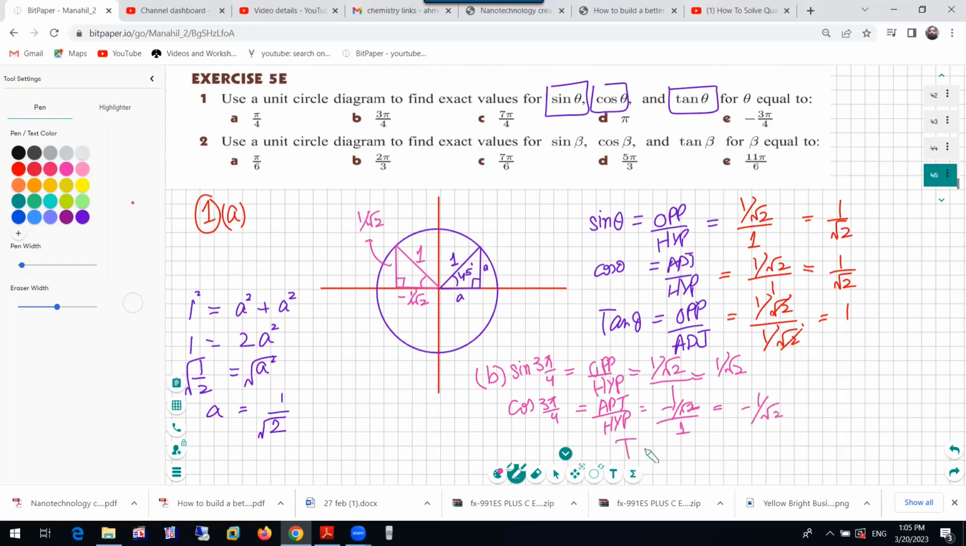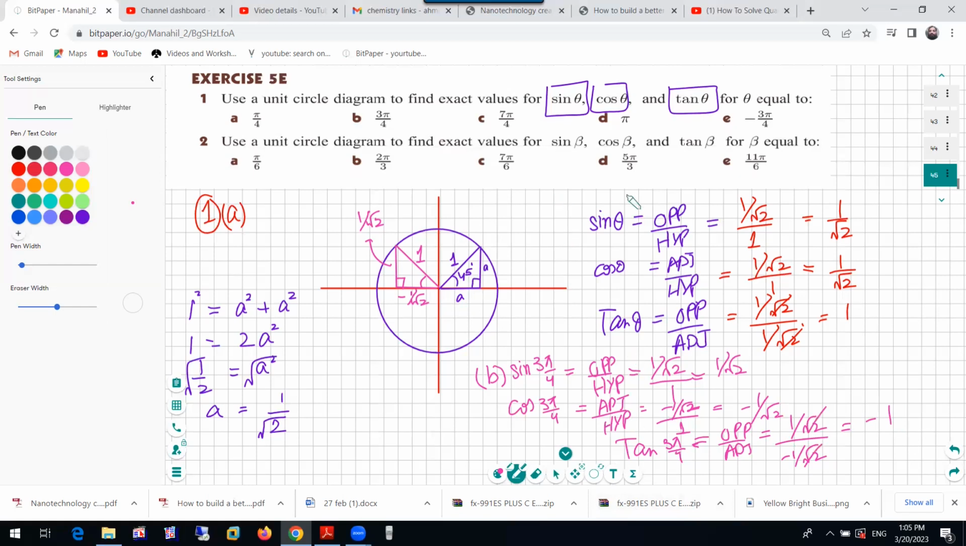The last one is the tan 3 pi by 4. It's very easy. You can just divide this sine with the cos, right? Or we can also write it as opposite over adjacent. What is the opposite side here? Opposite side is 1 over square root 2. Adjacent side is negative 1 over square root 2, right? So we get minus 1.